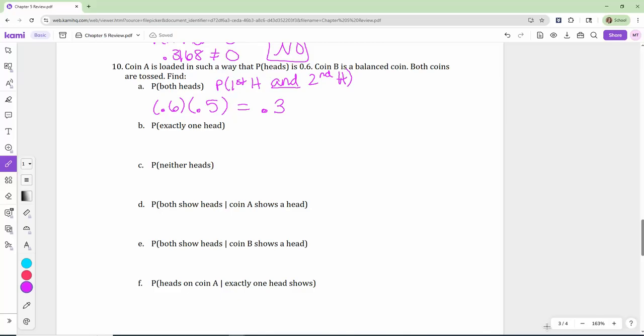Probability of exactly one heads. So that means I got a heads and then a tails, or tails and then heads, right? What's the probability of getting heads on the first one? And tails on the first one? Okay. Or, so plus, what's the probability of tails on the first one? Careful. 0.4, because it's not balanced. And heads on the second one, 0.5.